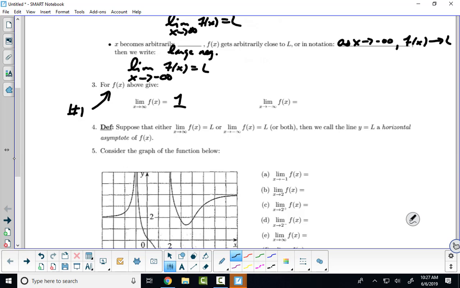So as the domain values get large, we find that the y values approach 1. Okay, let's read that together. As the domain values get large, the y values approach 1. All together, one more time. As the domain values get large, the y values approach 1. Okay? Do you see that these limits make a lot more sense if you read them aloud? Does that make sense? So practice doing that.